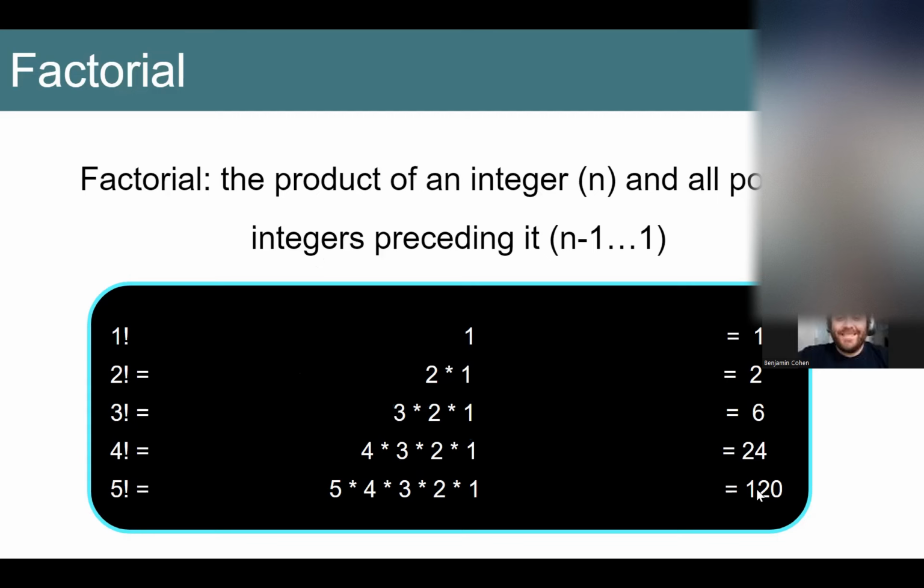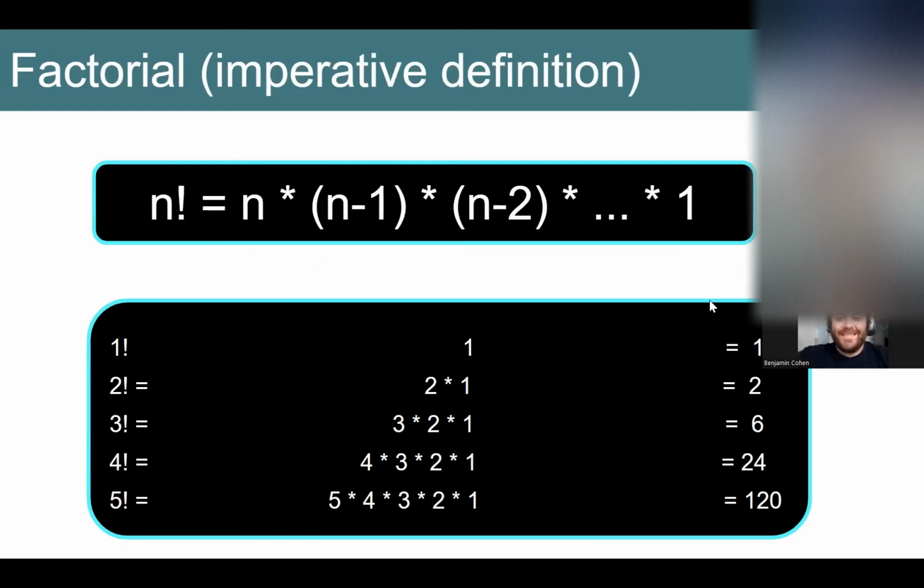Okay, cool. It'll be easier once we actually code the example. But for now, let's talk about solving this problem normally. This is our imperative definition, written out in more mathematical terms. The factorial of a number is just the number times the number minus 1 times the number minus 2, and so on, times 2 times 1. So this is what we need to output if we write a factorial function.